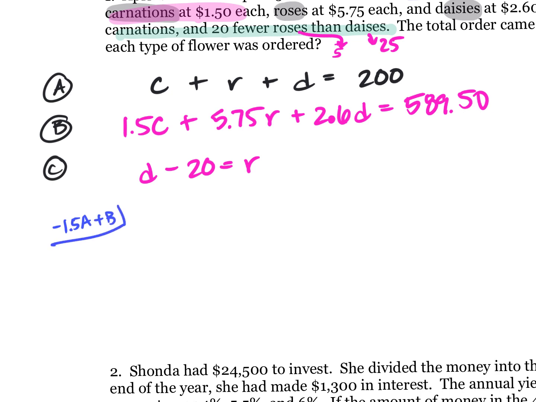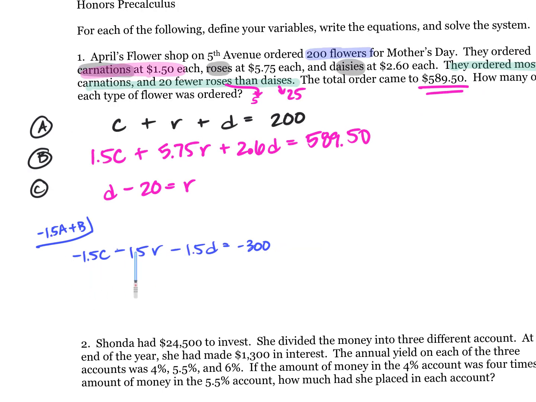Guys, we are allowed to use calculators. Let's do it. What's negative 1.5 times C going to get me right here? Negative 1.5C minus 1.5R minus 1.5D. What is negative 1.5 of 200? That right there is my negative 1.5 times my A equation. I'm going to throw B right underneath it. That was a positive 1.5C and a 5.75R plus a 2.6D. We are going to make mistakes with all these decimals, so make sure to type in our calculator very carefully.